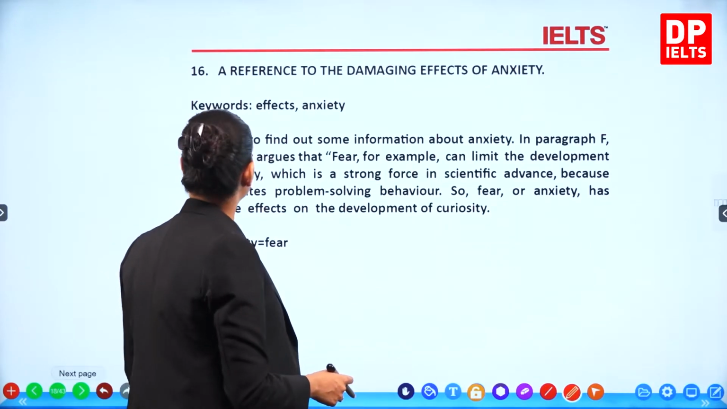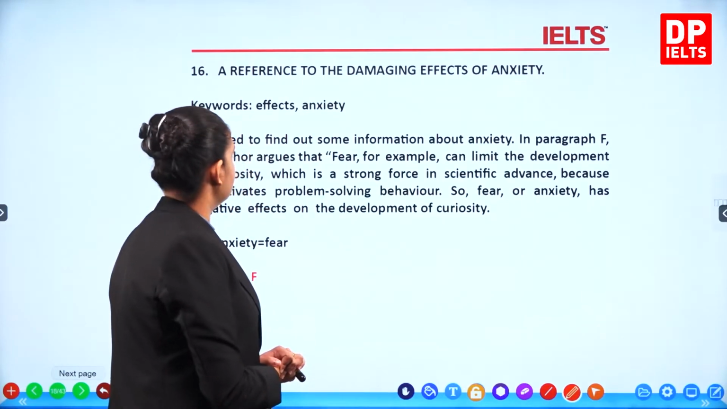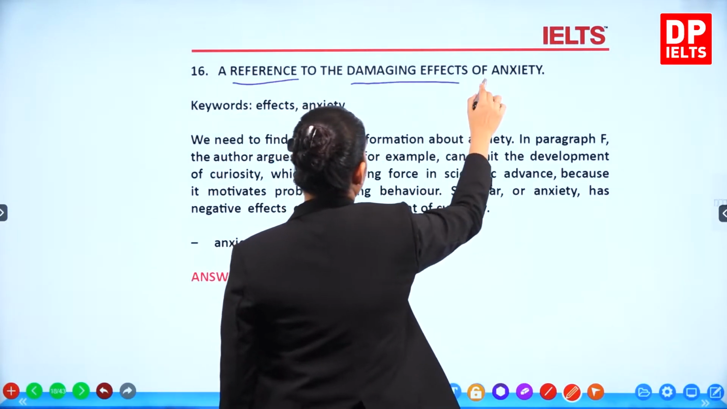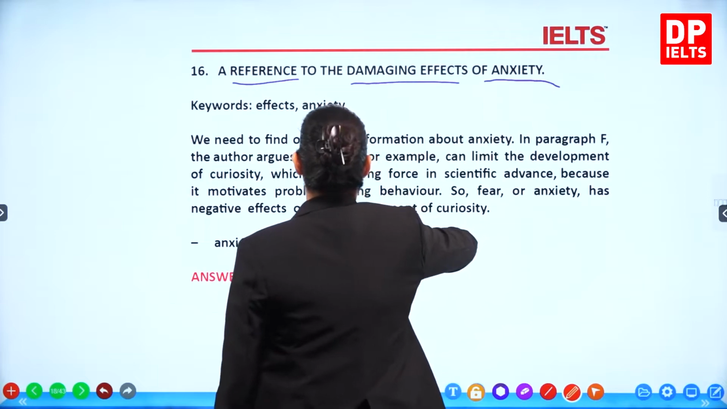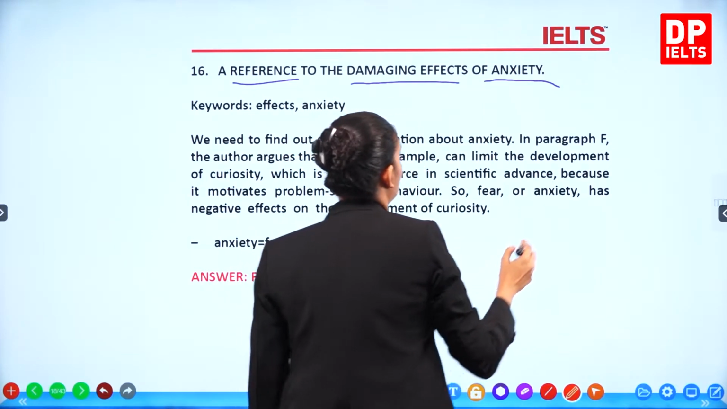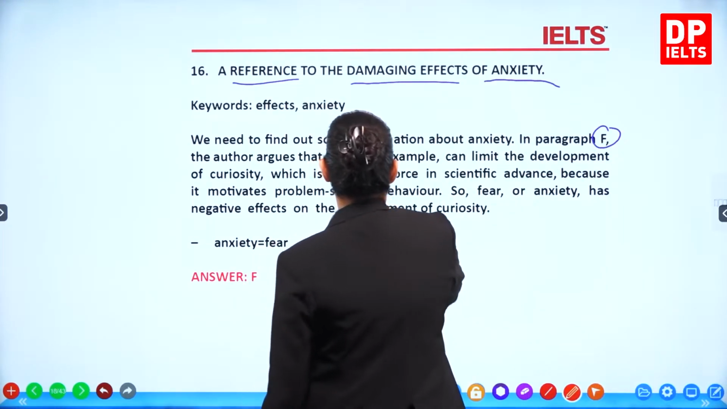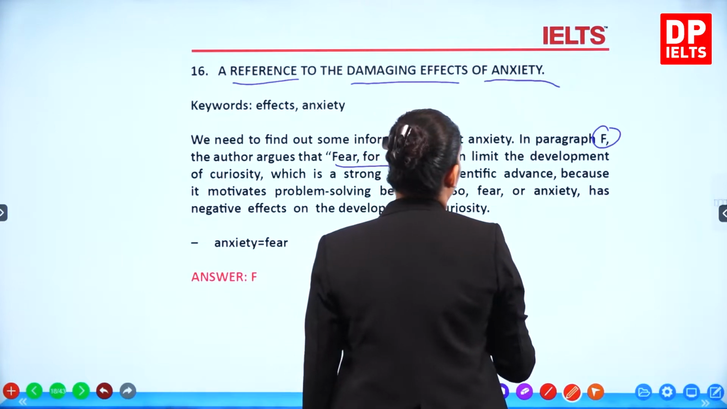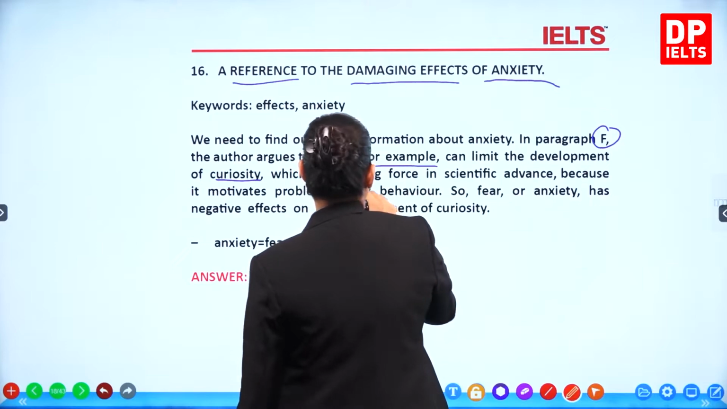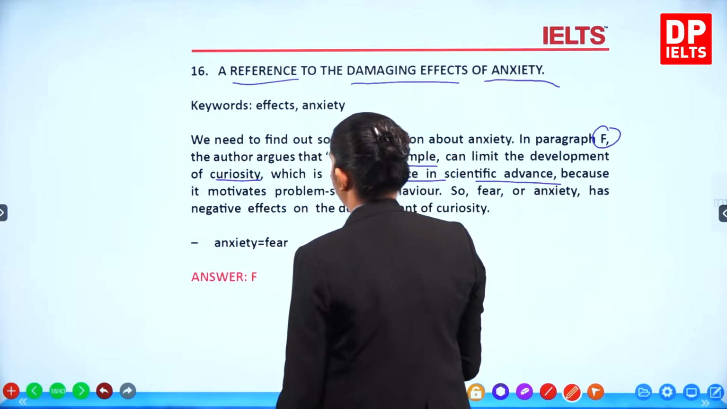Question number 16. A reference to the damaging effects of anxiety, right? So reference, damaging effects, anxiety. We need to find out some information about anxiety. So if we go to para F, right, the author argues fear, for example, can limit the development of curiosity, which is a strong force for scientific advance. So there you go, the answer is F.